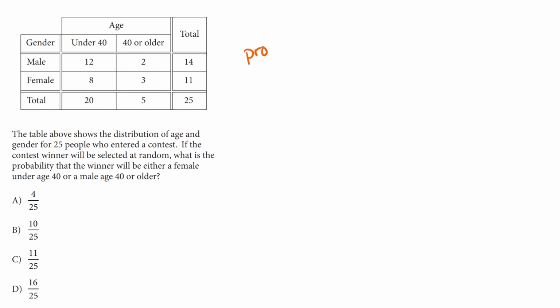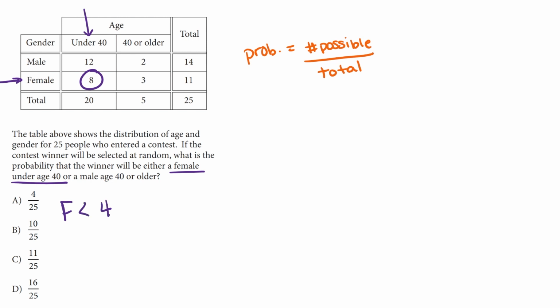So our probability is equal to the number possible over the total available. So let's look at our number possible. We have our female under age 40. So under age 40 is this column here. And then for female, we have this row. So we've got 8. So female under age 40 is going to be 8 total options.